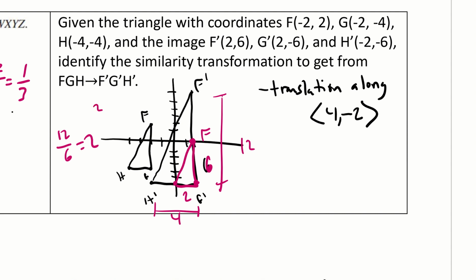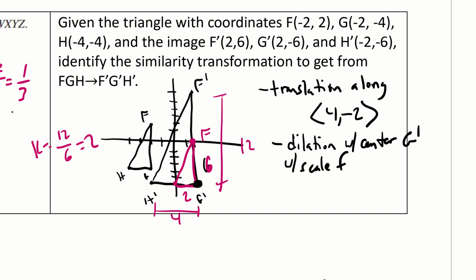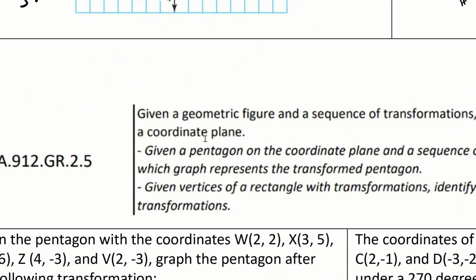Let me write this, K equals 2. All right, so that means I need to double the length. So we're going to do a dilation. And notice that this dilation is from G prime. So the center is G prime, and then we're stretching it to the rest of the triangle. So dilation with center G prime with scale factor of 2. Okay, so there's my similarity transformation for that one.